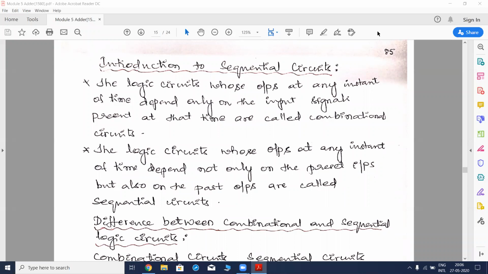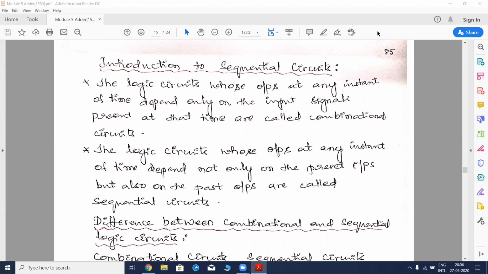In this session, we are going to discuss sequential circuits. This is an introduction to sequential circuits. Before going into sequential circuits, let us see the different types of digital circuits.